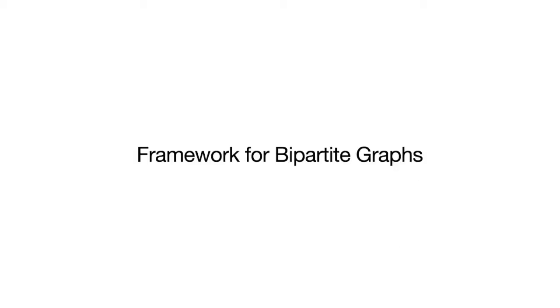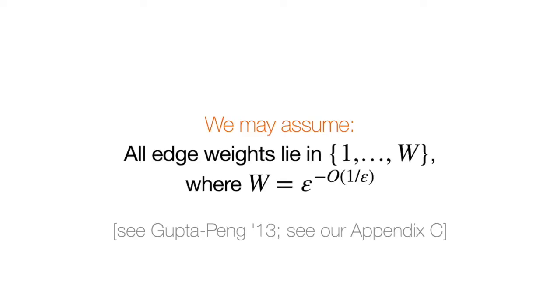Okay, so now let me explain our bipartite framework. In this talk, I'm going to assume that all edge weights are integers between 1 and W. You can think of W as a very large constant for constant epsilon. It's exponential in 1 over epsilon. This assumption is based on a bucketing scheme by Gupta and Peng that reduces from the arbitrary weight case. And if you're curious about the details, you can see their paper or see our Appendix C.